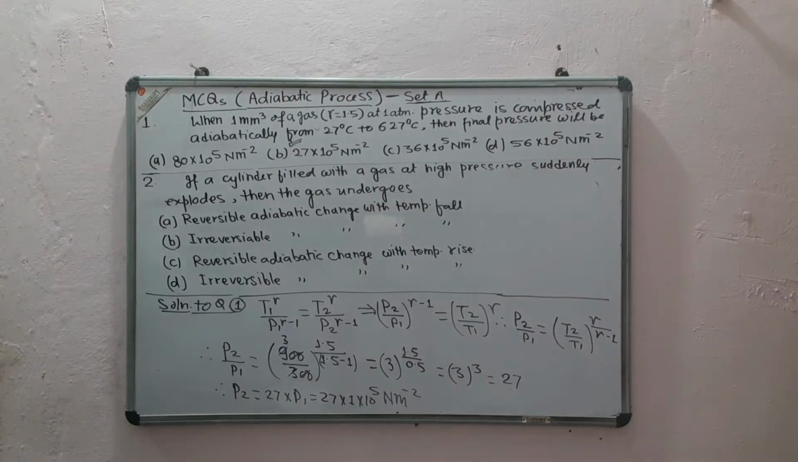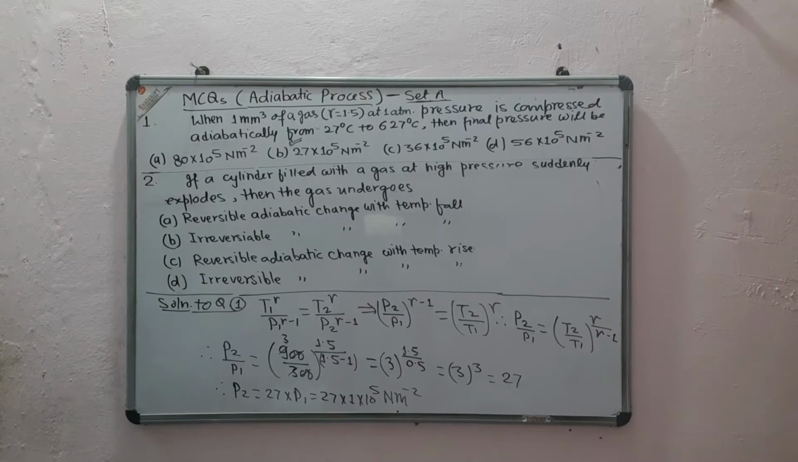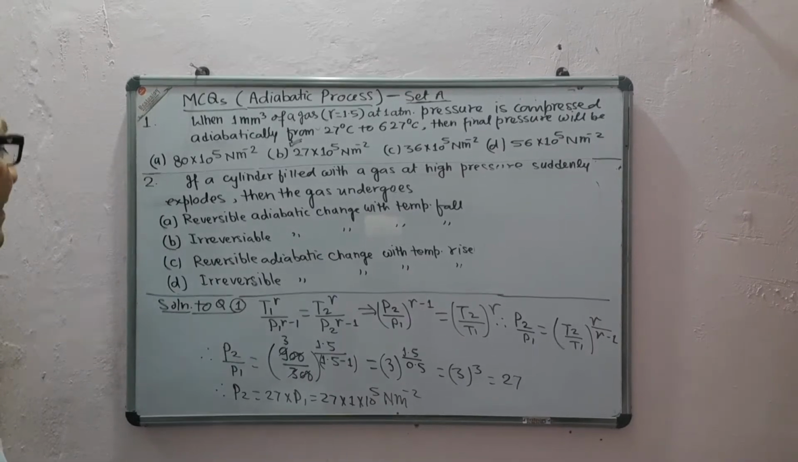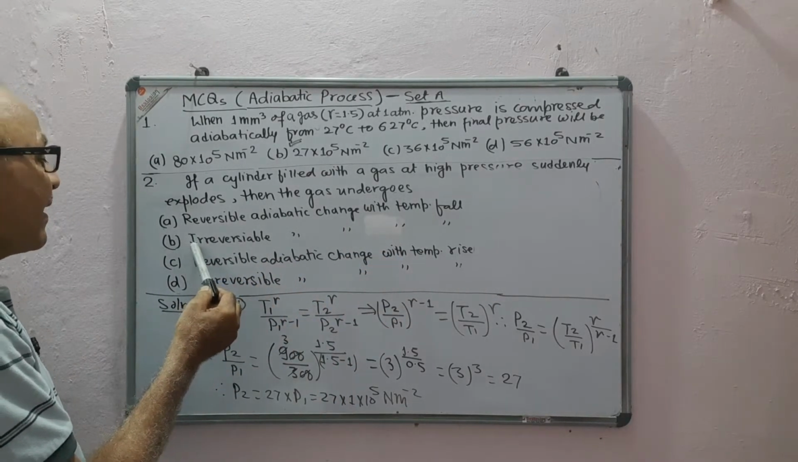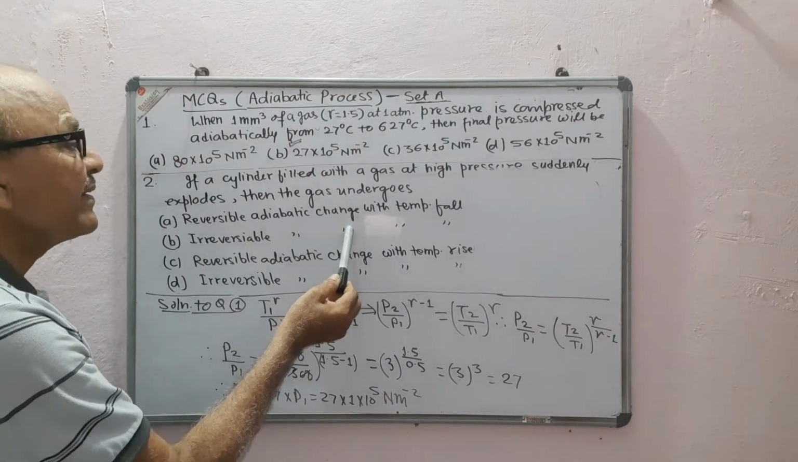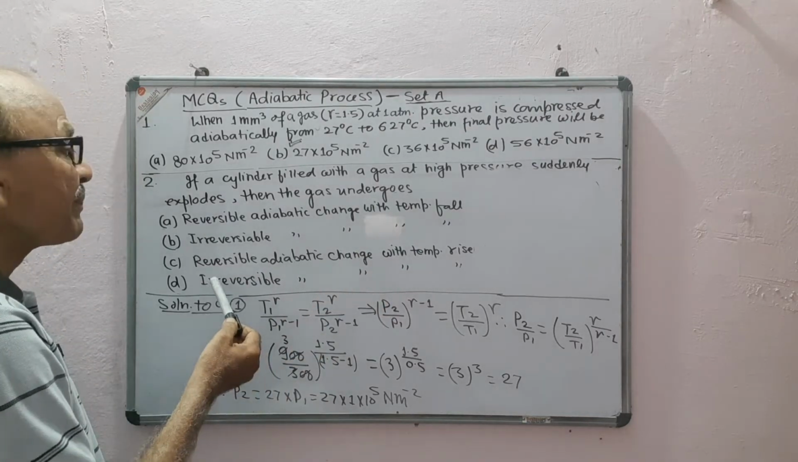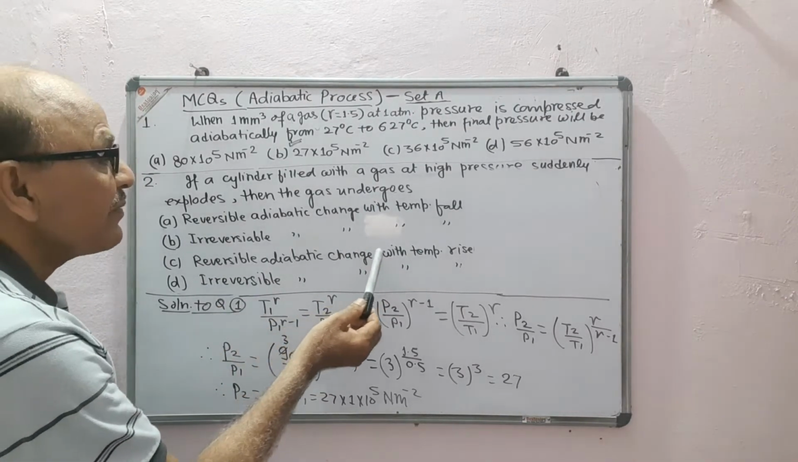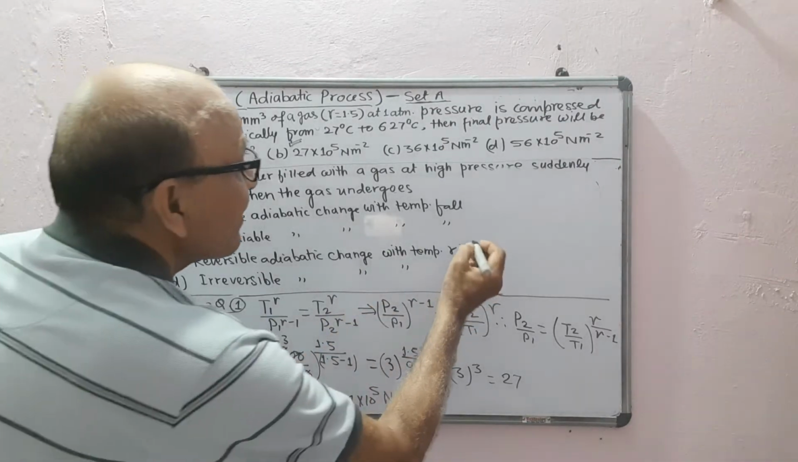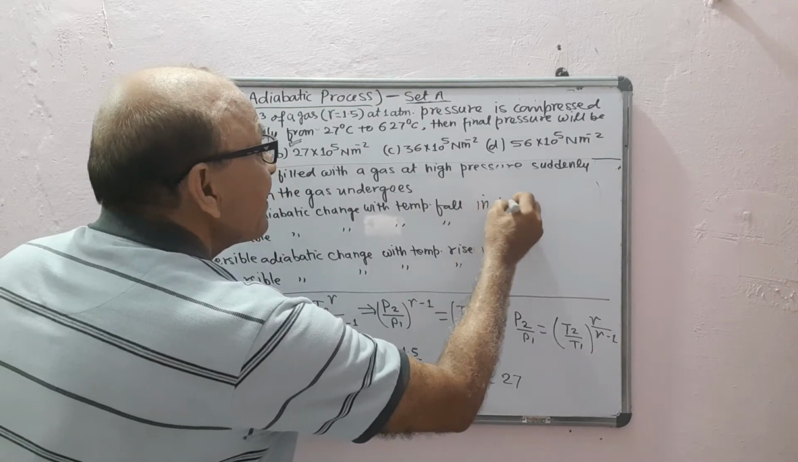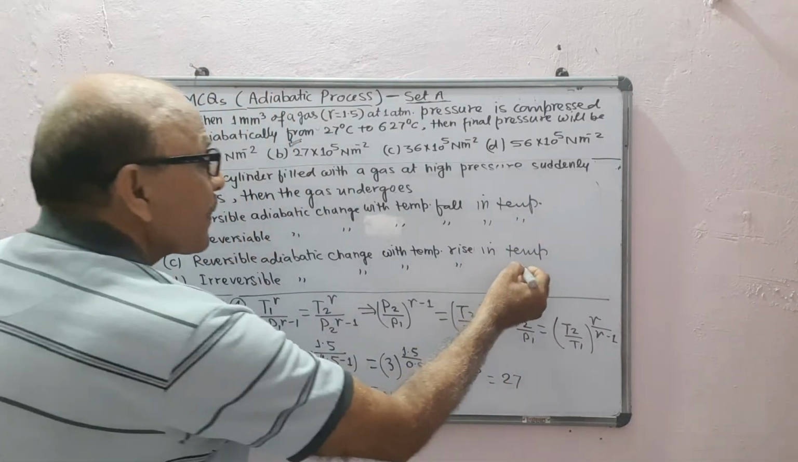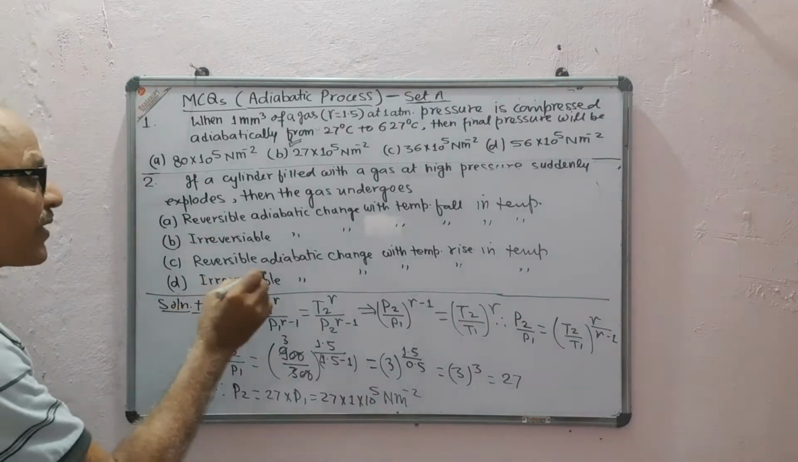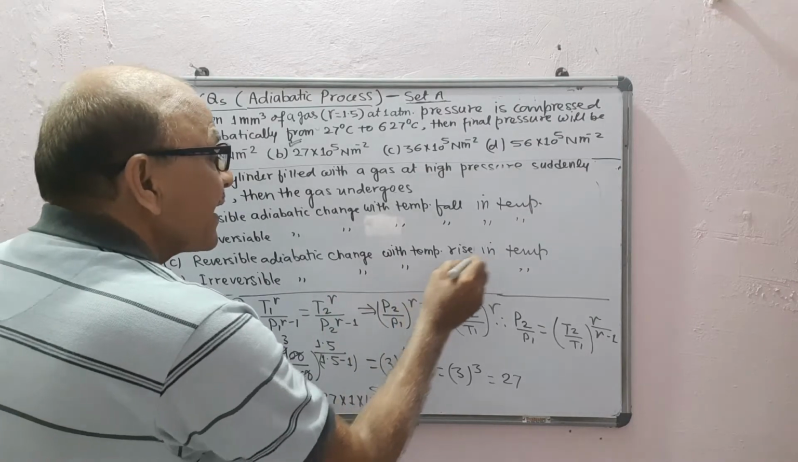Next question, question number 2 is, if a cylinder filled with a gas at high pressure suddenly explodes, then the gas undergoes: reversible adiabatic change with fall in temperature, irreversible adiabatic change with fall in temperature, reversible adiabatic change with rise in temperature, or, last, irreversible adiabatic change with rise in temperature.